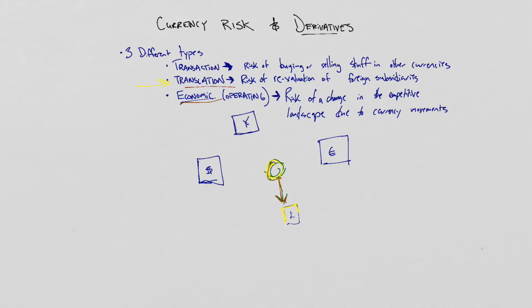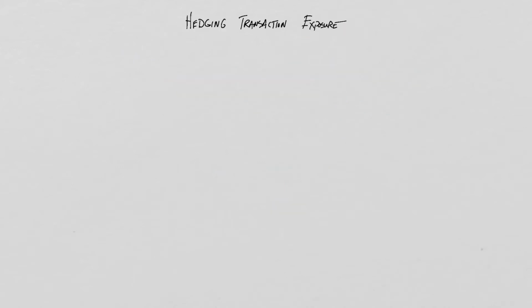So translation and economic exposure, you can't really use derivatives to hedge, at least not cost effectively. But transaction exposure, that we can do something about. For hedging transaction exposure, the most common methods are to use currency forwards or to use currency futures.